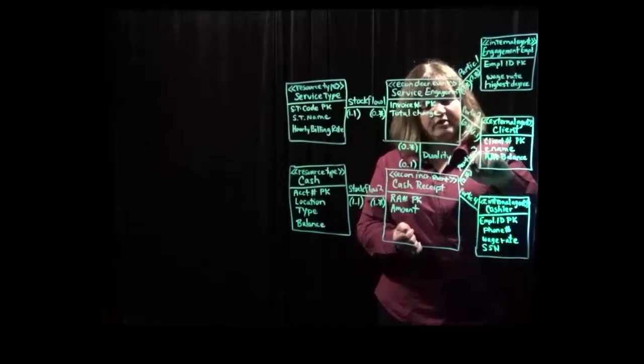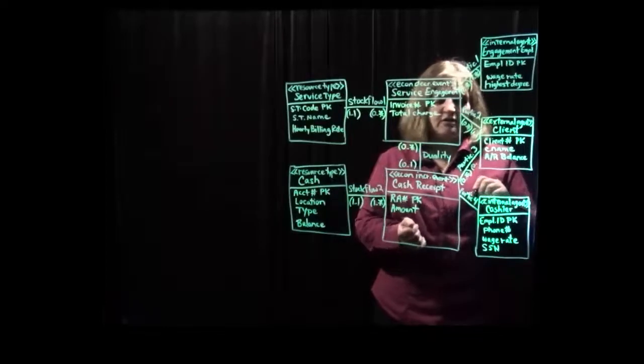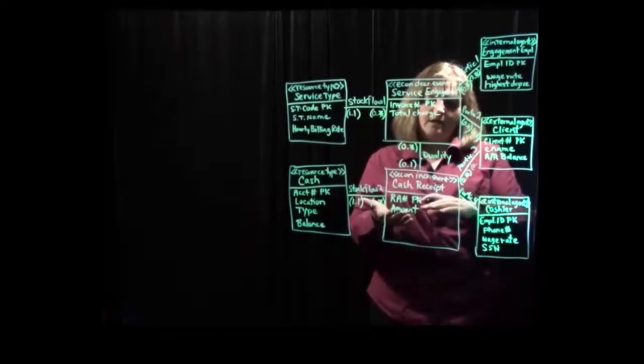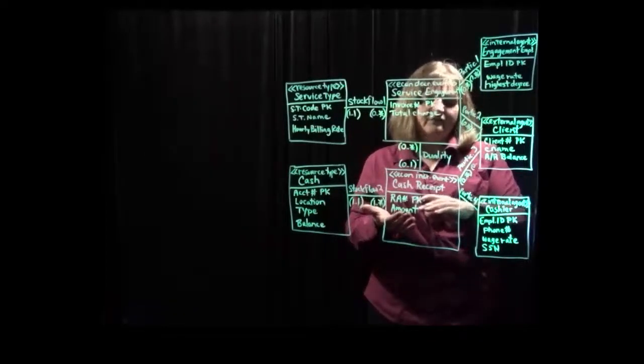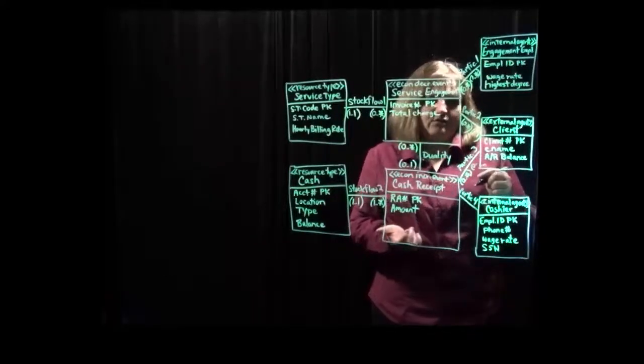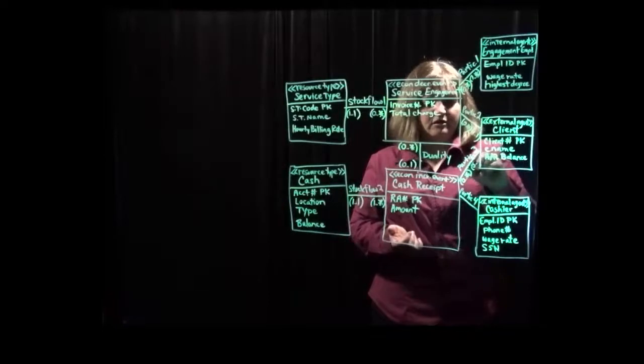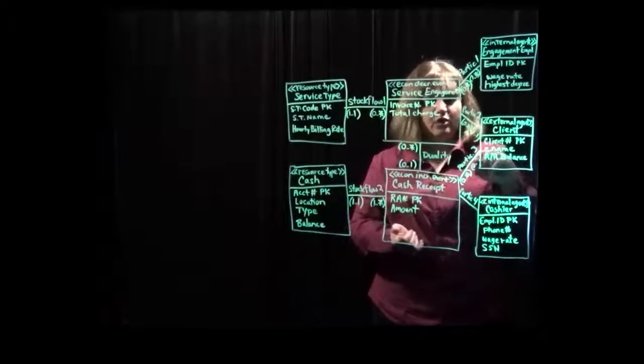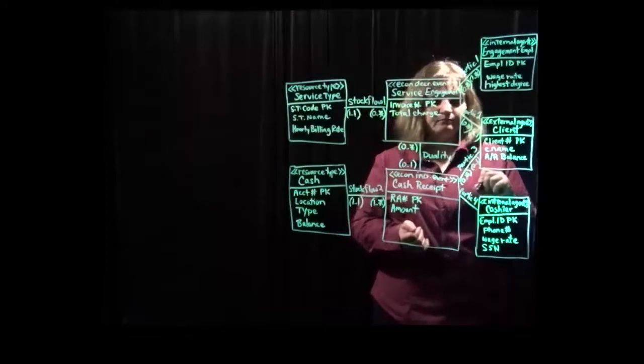Then we ask ourselves, must every cash receipt relate to a client? The answer is no, because it says that we do have cash receipts from other sources such as bank loans. And then may any individual cash receipt relate to multiple clients? And that wouldn't make any sense either. The cash receipt would have come from just one client, and so that will be a 1 maximum.